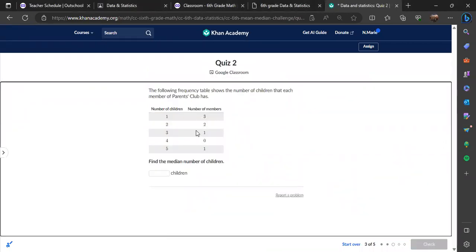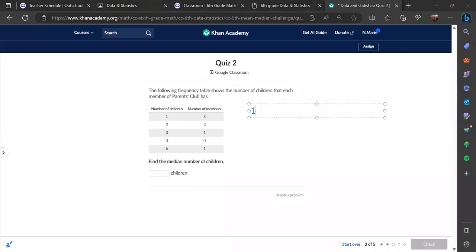Find the median number of children. Okay, so you want to put this in order from least to greatest. There were 3 members who had 1 child, 2 members who had 2, 1 who had 3, and 1 who had 5. So maybe I should do this: 1 child, 2 children, 3 children, and 5. So the median would be the middle.